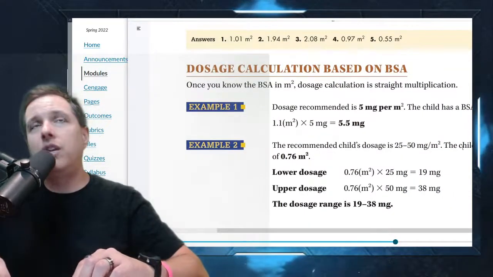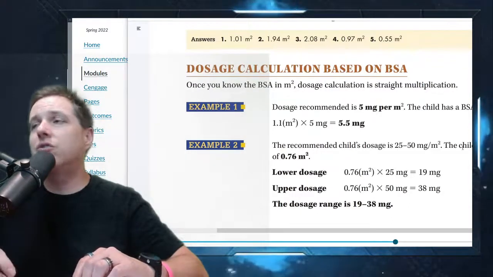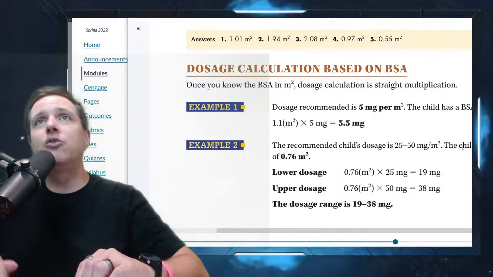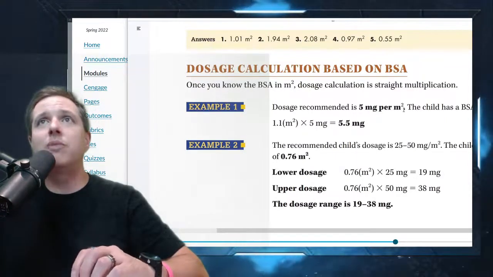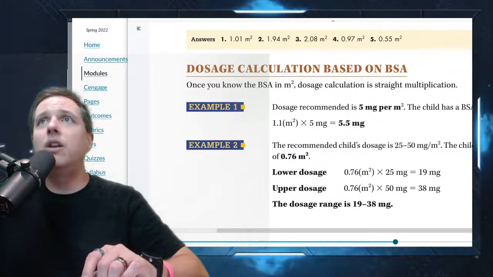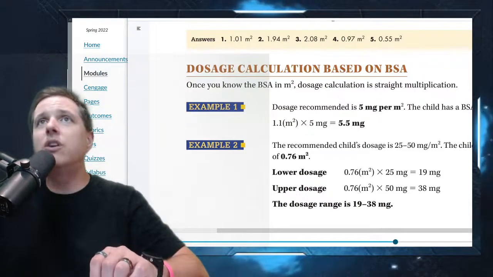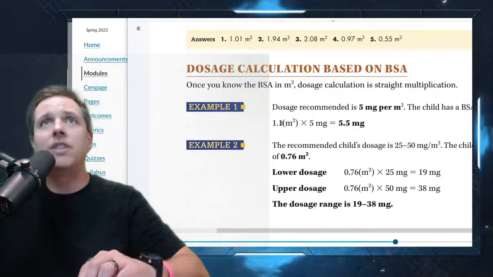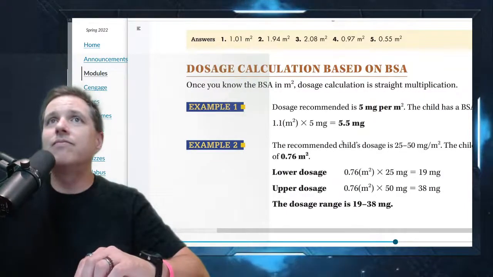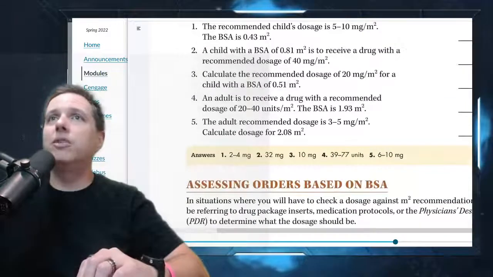So once you know the body surface area in meters squared, the dosage calculation is just multiplication. You're literally just going to multiply. So if the dosage recommended is 5 milligrams per meter squared, and you calculate that some child has 1.1 square meters of surface area, then it's just 1.1 times 5, giving you 5.5. Right? Just straight multiplication.